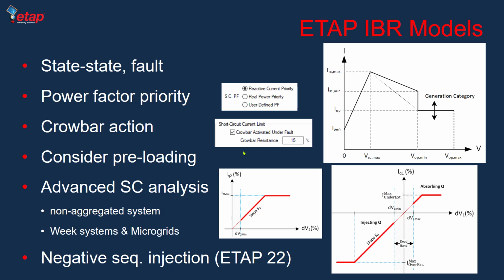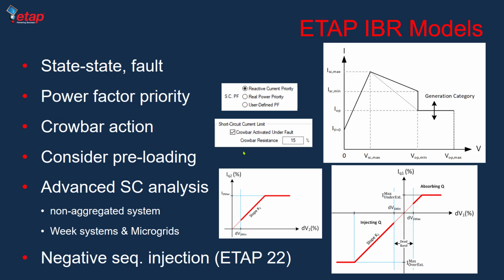Now, when it comes to ETAP, we consider the crowbar actions for the WTGs. So if you have a WTG, you want to see if the crowbar is active and how short circuit currents are changing, so you can do that. We also consider the preloading condition for the IBRs, because their currents are within the range of their nominal currents or load flow currents, and because of these priority things, power factor priority, we are always injecting a combination of the reactive and active power together. So it's important to consider that.